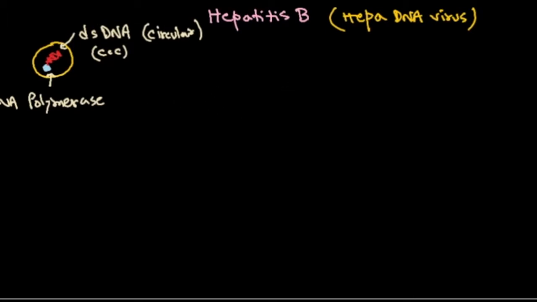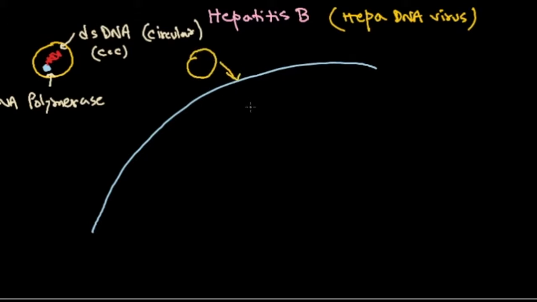Let me draw this. If this is the liver cell surface, and here comes the virus, this virus enters inside the liver cell cytoplasm. Inside the virus particle we have the DNA material here like that, and at the end of the DNA we also have the RNA polymerase. Then it will move through the cytoplasm using microtubules. We all know the importance of microtubules, right? Microtubules are required to take them there.